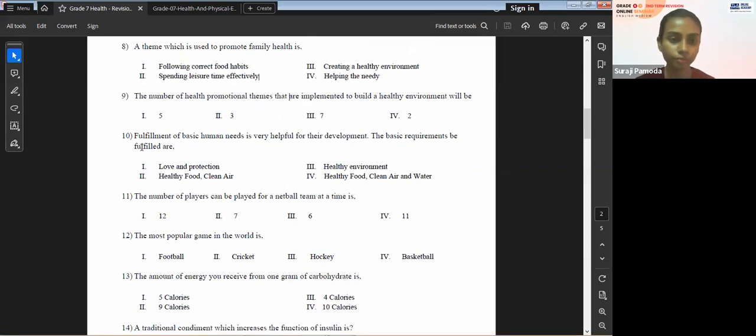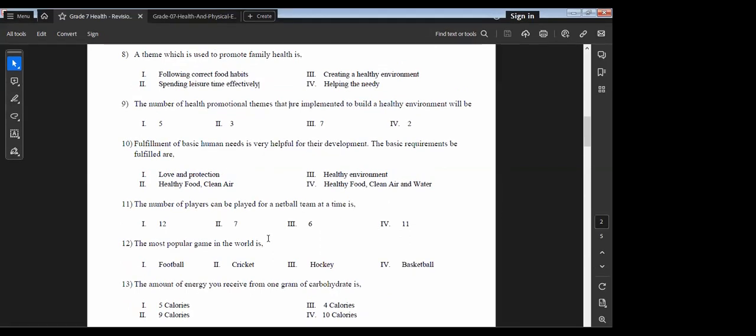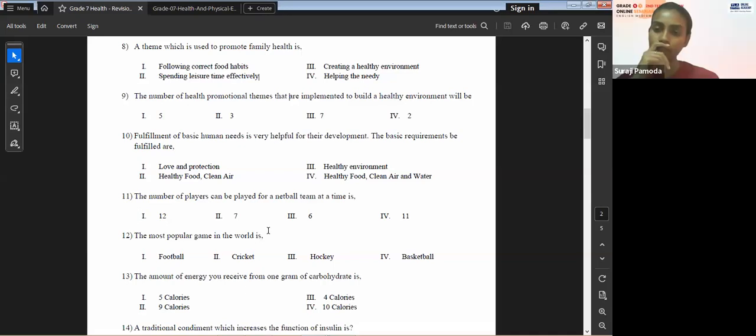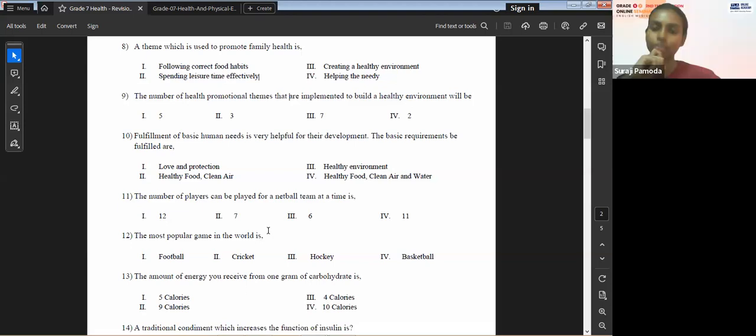Right. Let's go to the 10th question. Fulfillment of basic human needs is very helpful for their development. The basic requirements to be fulfilled are... So can anyone remember what are basic needs? The things that a person needs to live. Yes, needs to live, but you have to add the word essential. Essential things, right? Okay. So basic needs means there are some needs that people essentially need to live. Those that must definitely be there are what we call basic needs.